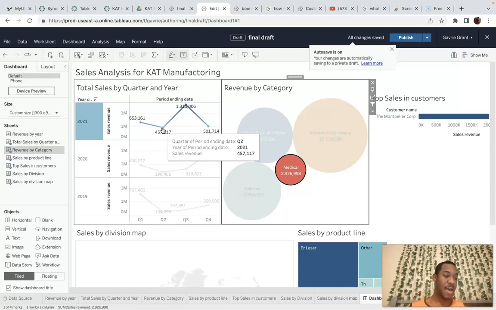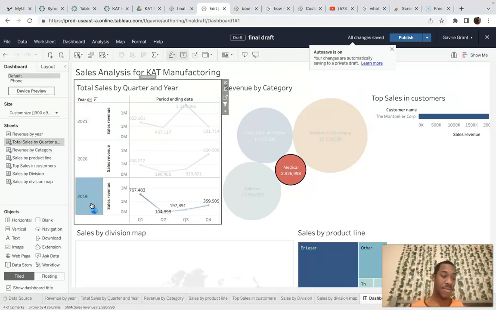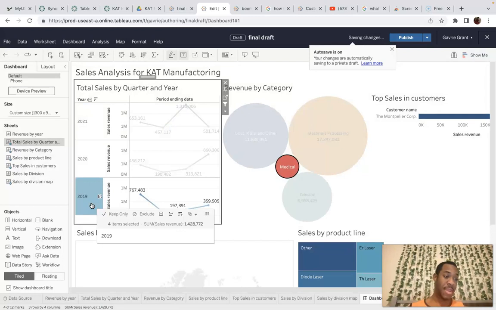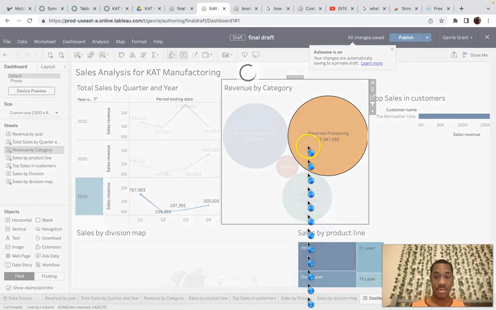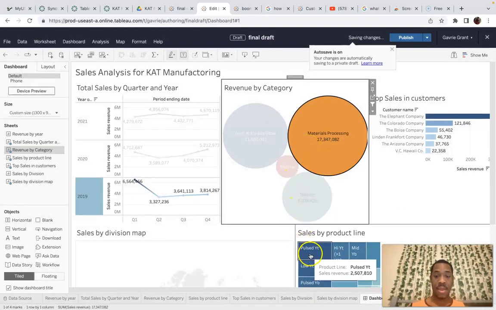Which product line had the highest sales in 2019 under the materials processing? We go to 2019, and the question says, which product line had the highest sales? So we go on the material, right? And the product line that we can see here is Pulse YT. They had the highest in 2019.